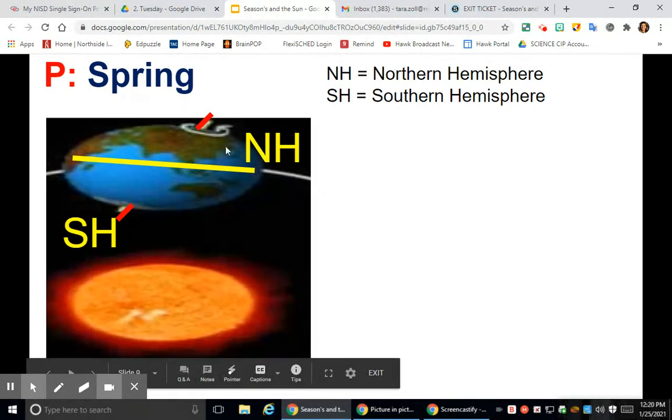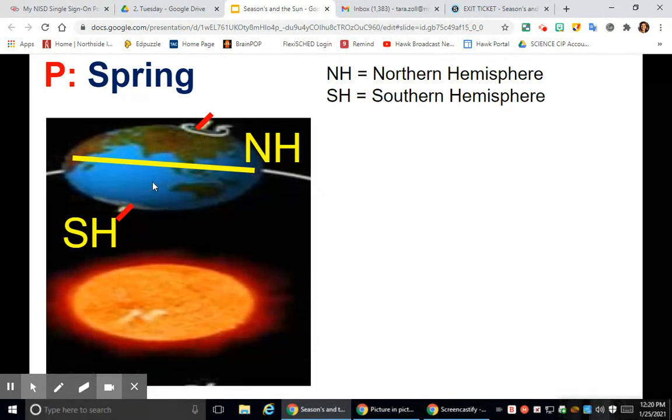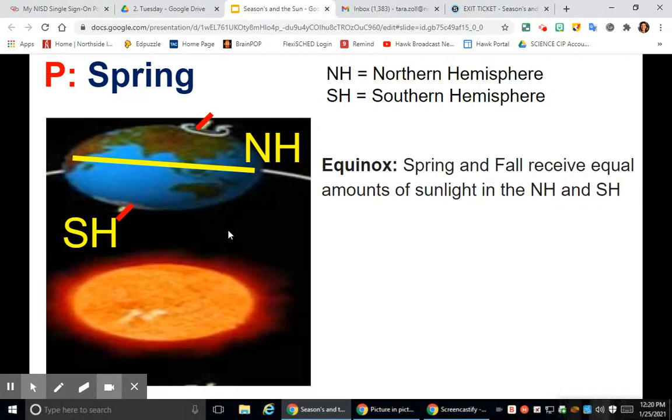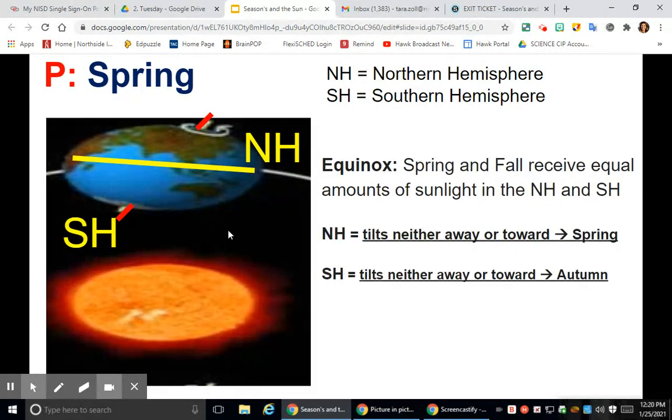Spring. So neither the northern hemisphere nor the southern hemisphere is tilted toward or away from the sun. So they're experiencing equal hours of day and night.